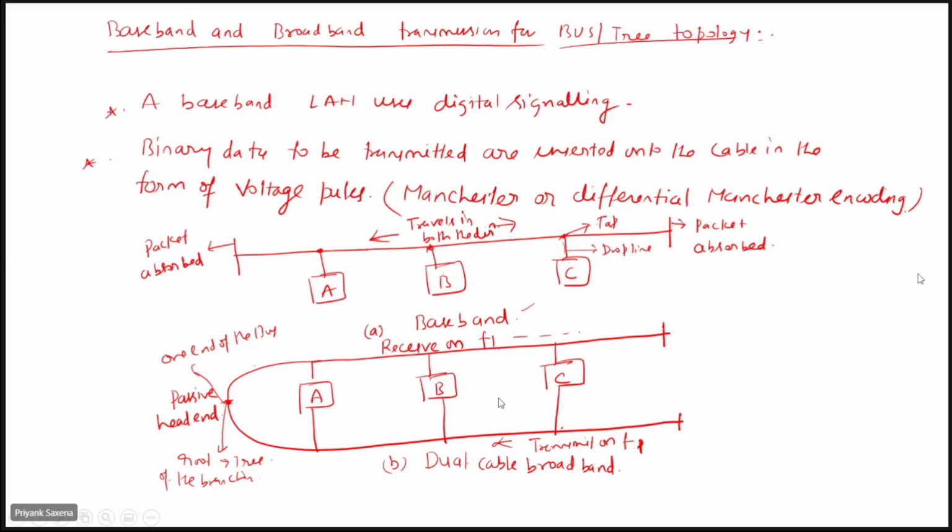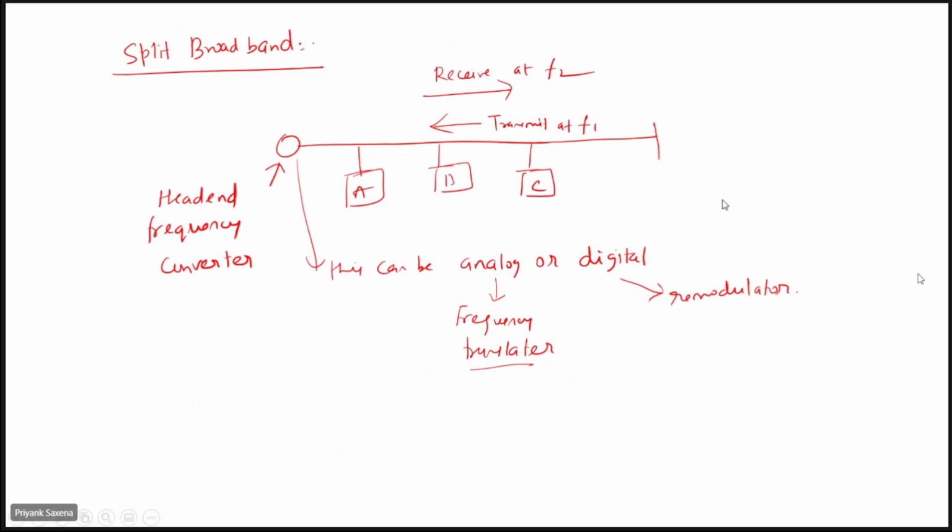There can be another option when you don't want to go for a higher cable requirement, because the dual cable arrangement is simple but costly as compared to the other one. That is called a split configuration, split broadband, where there will be only a single head end. This is nothing but a frequency converter or a demodulator, so that the signal will be transmitted by the station at a frequency f1, and it will just change the frequency to another frequency f2, on which the data will be received by all the other stations.